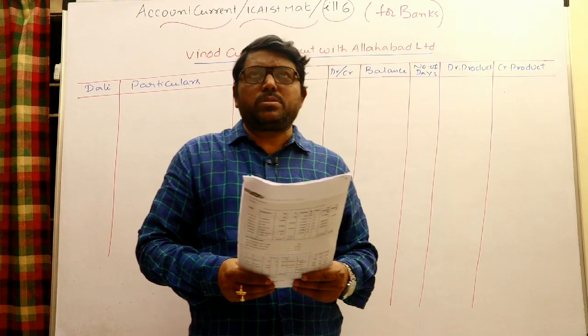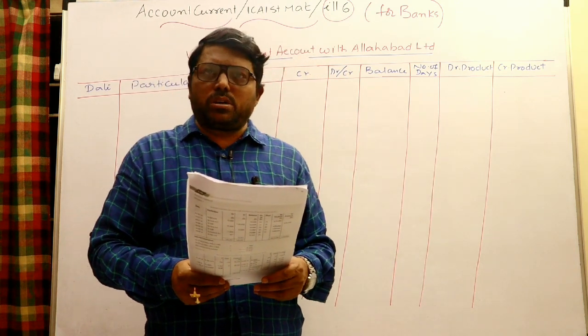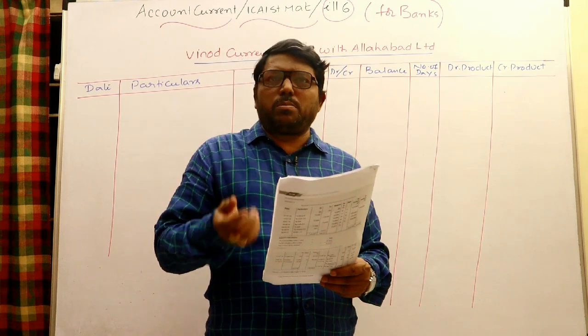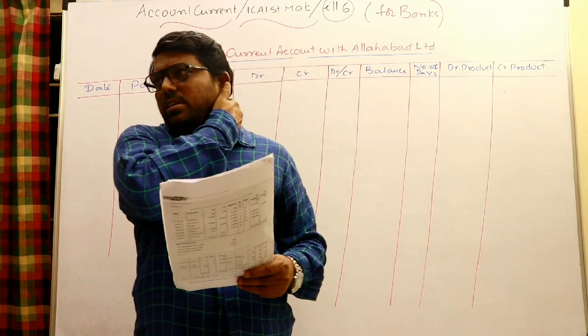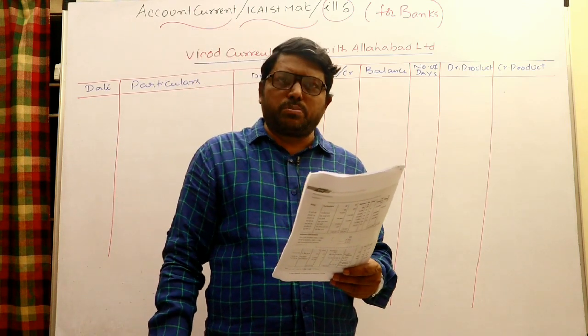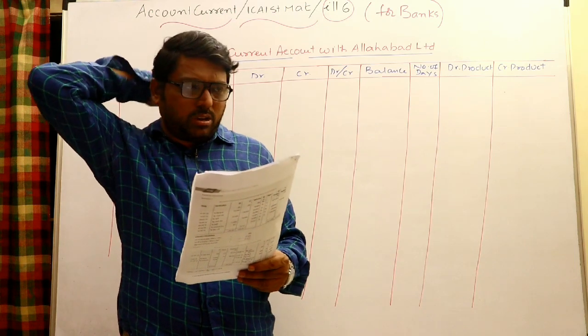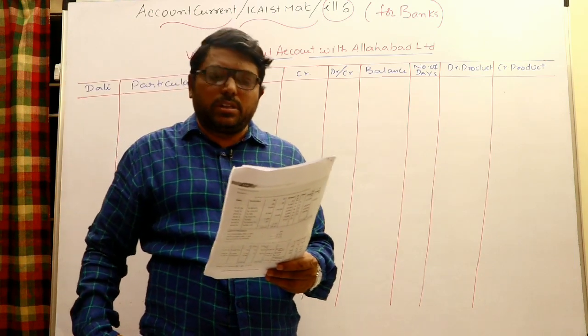In the earlier problems we have done the interest tables method or the interest products method. In the products method, whenever the number of days is negative, it is also called the red ink interest method. But now we are going to discuss how the bank will prepare account current for the customers.